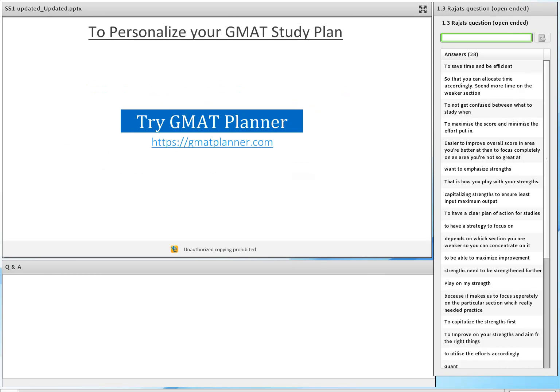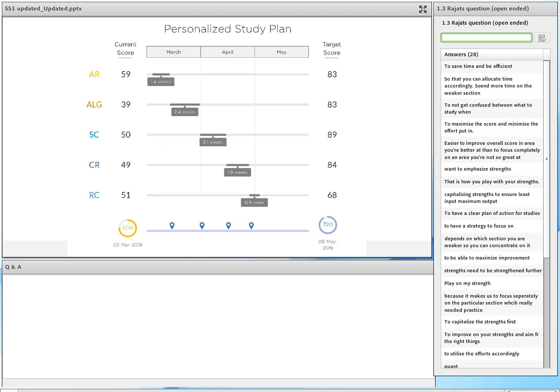How can each one of you create your own strategy? Use GMAT Planner. When you use GMAT Planner, it'll give you your personalized quant and your personalized verbal scores, based on where you currently are, and it'll give you a milestone-driven study plan with the amount of time that you need to spend in each subsection.